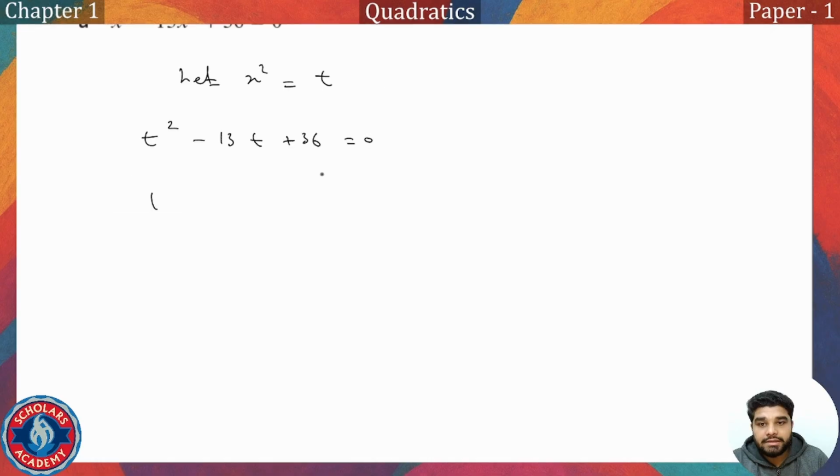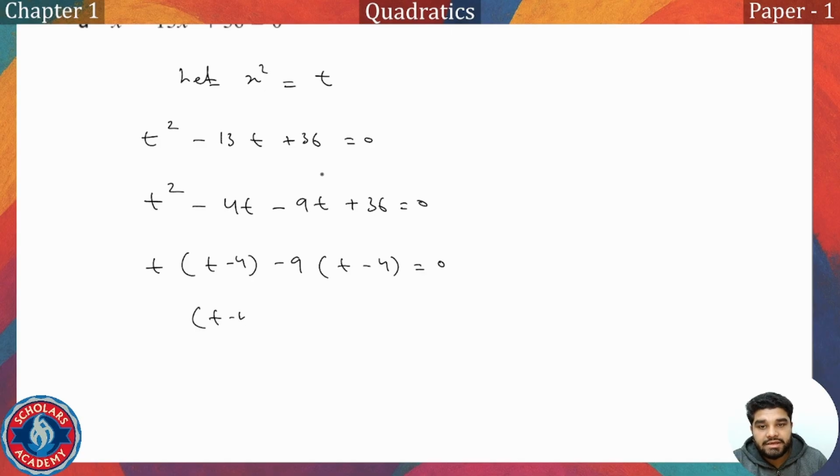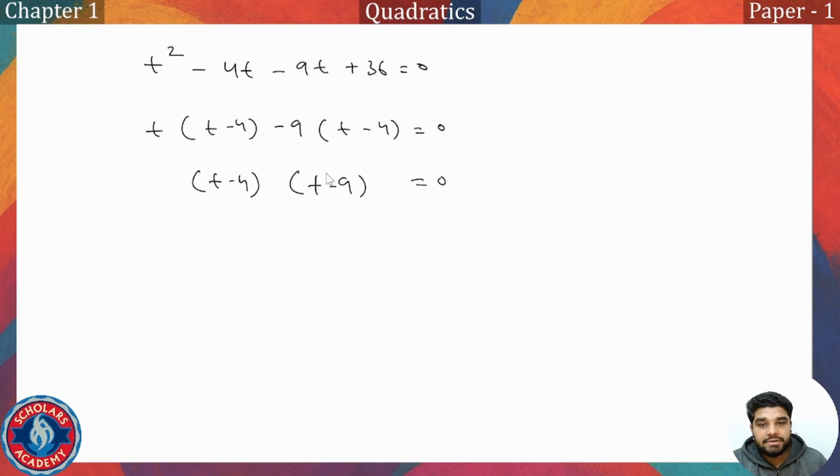This is now t raised to power 2 minus 4t minus 9t plus 36 is equal to 0. Taking t common, t minus 4, and minus 9 common, t minus 4 is equal to 0. I get (t minus 4)(t minus 9) is equal to 0. So I get t is equal to 4 and t is equal to 9.